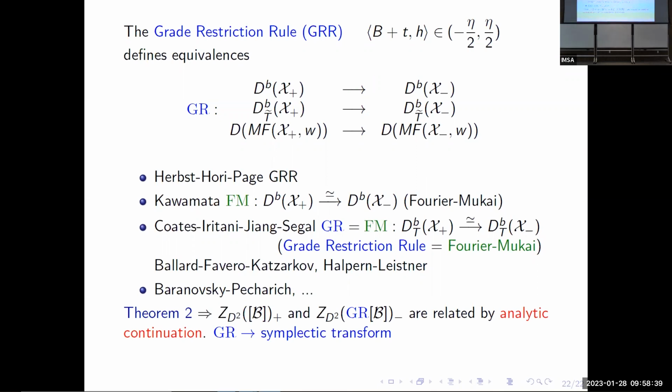So the great restriction rule gives you an equivalence of a derived category on the plus side and the minus side. So if you take a brane and you compute the central charge on the plus side, and then you consider the central charge of this image under the great restriction map, which is equal to Fourier-Mukai in the toric case, they are related by analytic continuation. Recall that early in this talk, there is this symplectic transform between I plus and I minus, and it can be described nicely in this way.